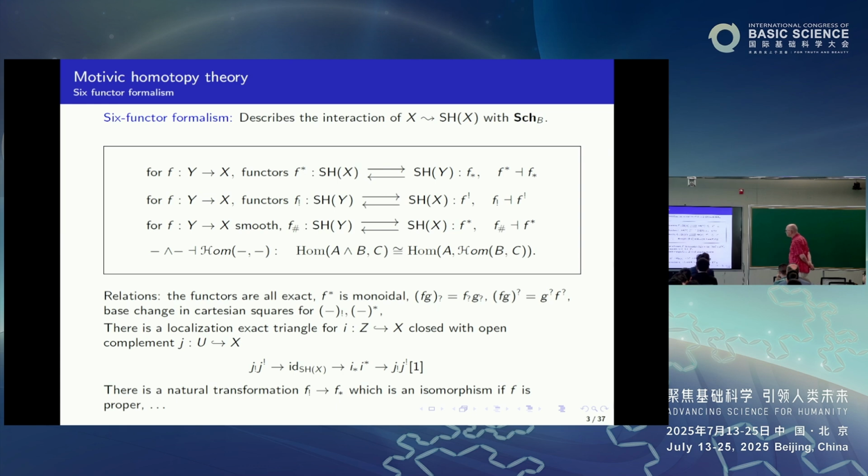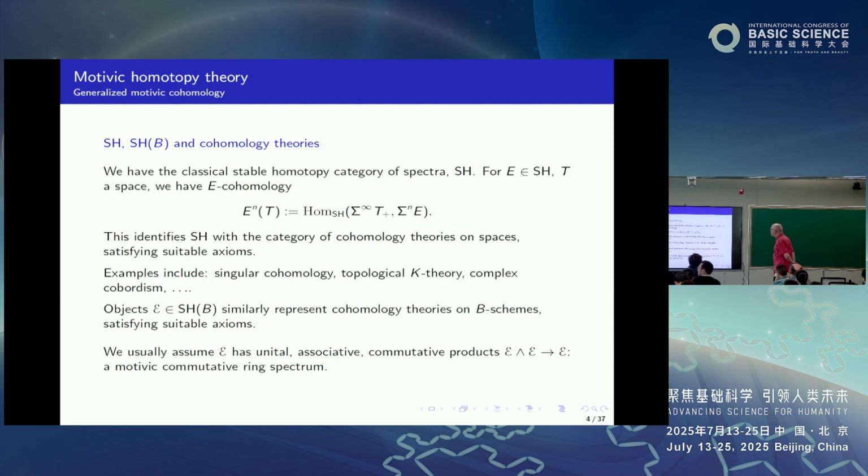There's also a nice way: the lower shriek you can think of as compactly supported cohomology, and the lower star is like cohomology, and so that gives you a natural transformation from f lower shriek to f lower star, and if f happens to be proper, that's an isomorphism, as you might expect. Okay, that's some formal structures. We're probably never going to see them again, but just so you know.